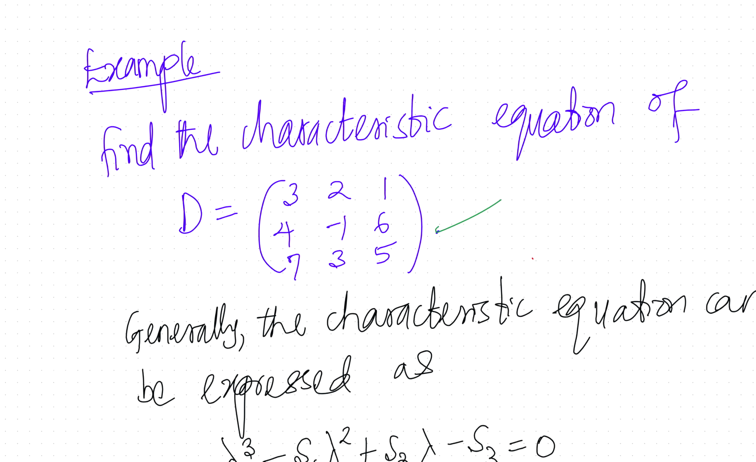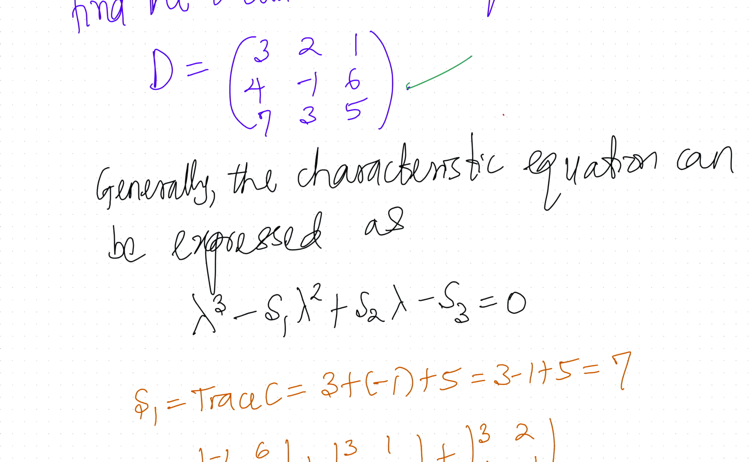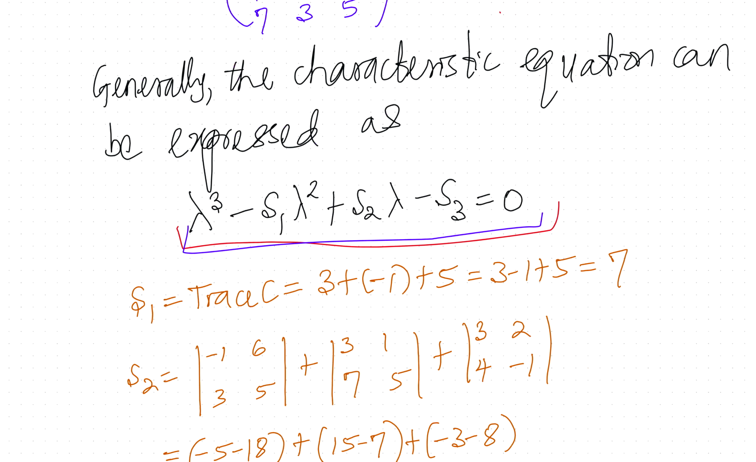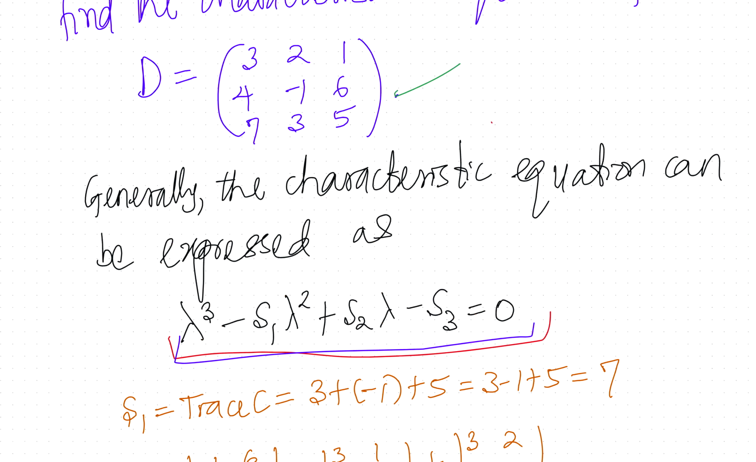generally, the characteristic equation can be expressed as lambda cubed minus S1 lambda squared plus S2 lambda minus S3, and all of that is equal to 0. So once you can get that sorted, the next thing is to find S1, S2, and S3. First of all, S1 is the trace of matrix D. So that is 3 plus minus 1 plus 5. That's 3 minus 1, 2, plus 5. That's 7. So that's the trace of this matrix.